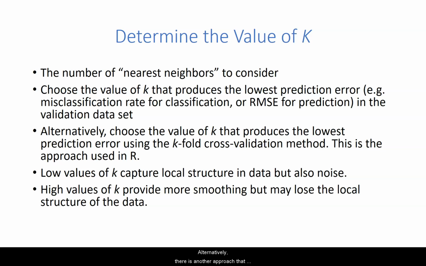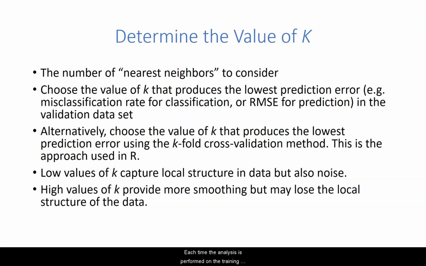Alternatively, there is another approach that does not involve a test dataset. Instead of using the validation dataset to find the predictive performance for each value of k, we can employ the k-fold cross-validation method on the training dataset to identify the value of k that produces the best average predictive performance. The k-fold cross-validation approach would partition the training data into k subsets. For example, if we use the 10-fold cross-validation, then we will partition the data into 10 subsets, and use k-1 or 9 subsets to perform the analysis, and leave one subset as the validation dataset.